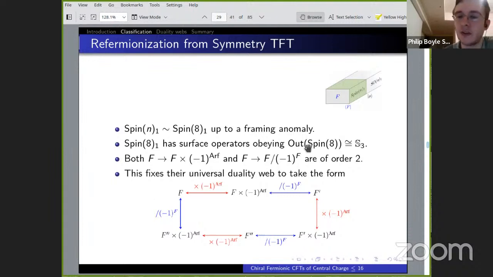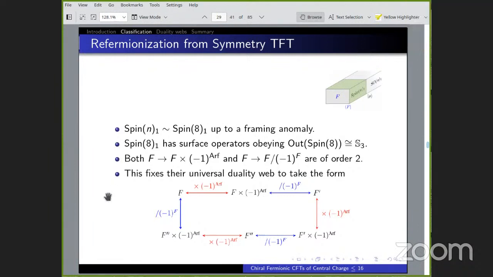And it also nicely explains why gauging fermion parity keeps it as a fermionic theory. It's because from this point of view, it's clear. If I have this construction and I fuse something into the boundary, then it's still staying fermionic.